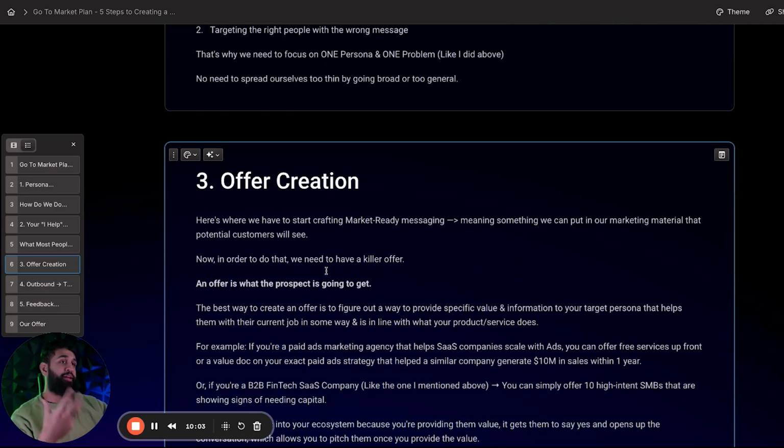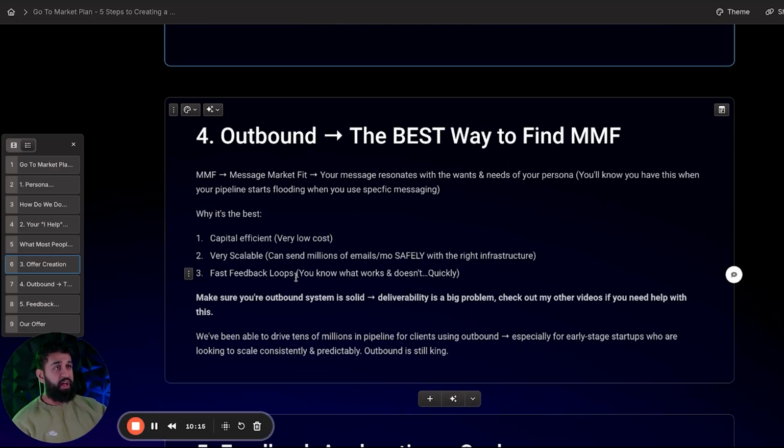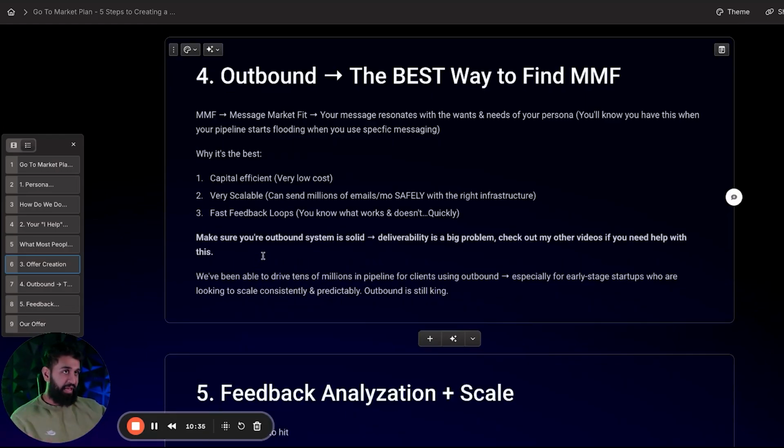And then number three is creating an offer based on that. So what front end offer, or what is something you could put in your messaging that is going to allow people to say yes and come into your ecosystem? And then number four is using outbound as the most capital efficient way to get feedback from your market and find message market fit. Message market fit is when your message resonates with the wants and needs of your target persona. And the way that we know that you've achieved that is if your pipeline is flooded with prospects and you're generating revenue from those campaigns.